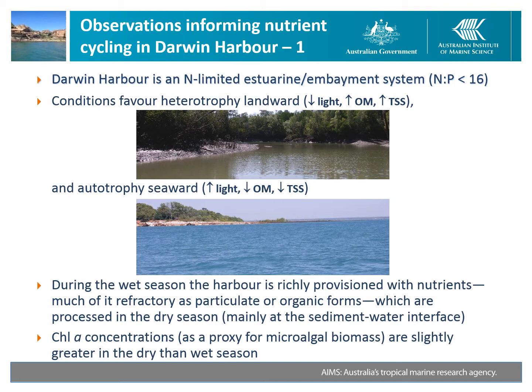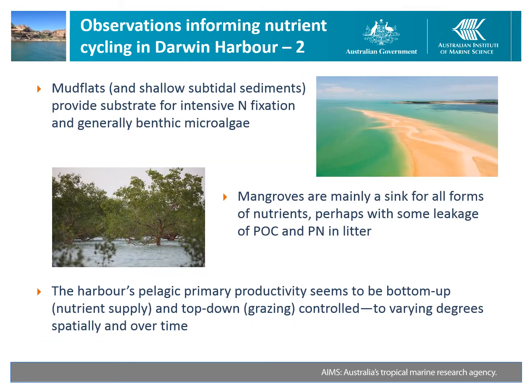Seasonally, there is nutrient loading in the wet season and its processing in the dry. Mudflats are a site for nitrogen fixation, bringing nitrogen into the system, whereas mangroves are an effective filter and sink for the nutrients, perhaps with a little leakage of particulate organic carbon and nitrogen in litter. Variable top-down and bottom-up controls seem to modulate primary productivity in the harbour's water column.